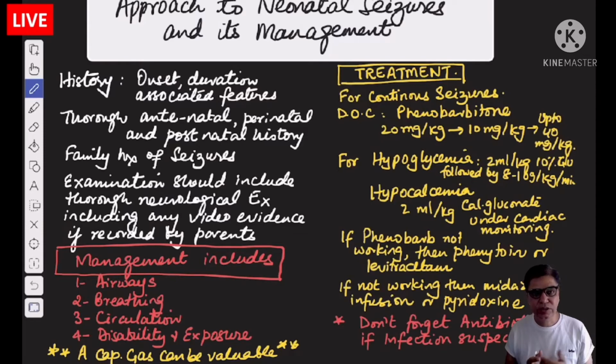And if that still doesn't work, then it depends, under the guidance of a pediatric neurologist, pyridoxine can be tried in case of refractory seizures. Also don't forget antibiotics if you suspect sepsis, and if you find hypoglycemia and hypocalcemia, they can be treated accordingly. So this is how you manage neonatal seizures.